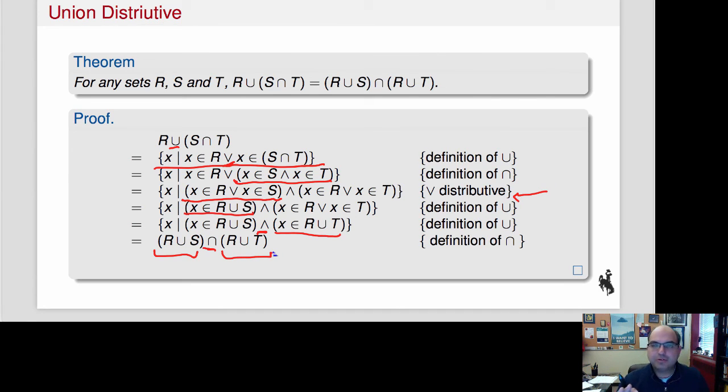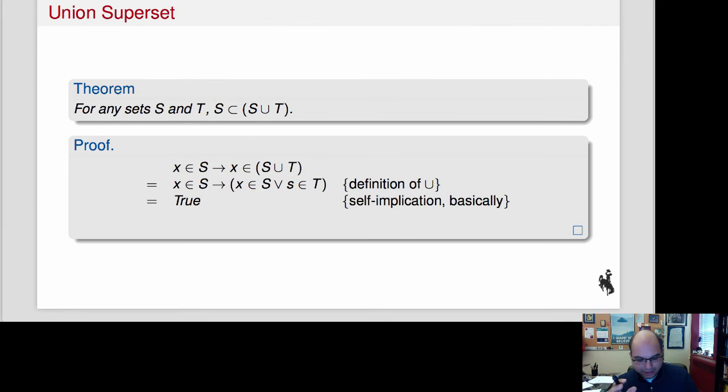Again, same approach as before. Use these set definitions to open things up so that I have statements that are about logical properties, and then use all the properties that we know about our logical connectives to translate those into the equivalent properties of set operations. S is a subset of S union T, no matter what T is, okay?